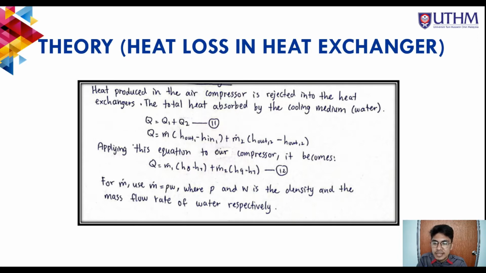So applying this equation to the compressor, it becomes Q = m dot 1 (H8 - H7) + m dot 2 (H9 - H7), which forms equation 12. For m dot, use m dot = rho W, where rho and W are the density and the mass flow rate of water respectively.